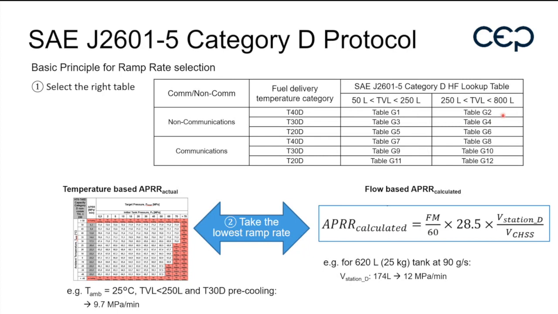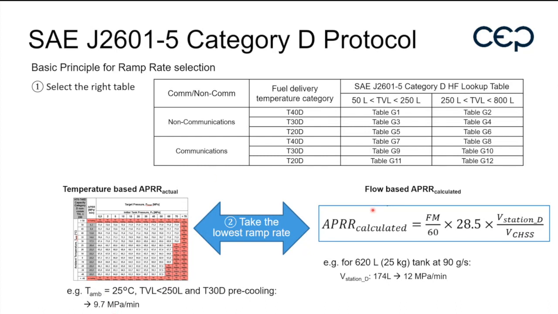So in other words, if you do not receive any TVL in the optional data, then you will have to use these tables here, which are more conservative. So you choose a table. It gives you, for APRR, a temperature-based actual APRR in this line here, as you know. So for example, here at ambient temperature 25 degrees Celsius, and your largest tank, single tank, is less than 250 liters, and you have a T30 pre-cooling protocol, you will have 9.7 megapascal per minute.